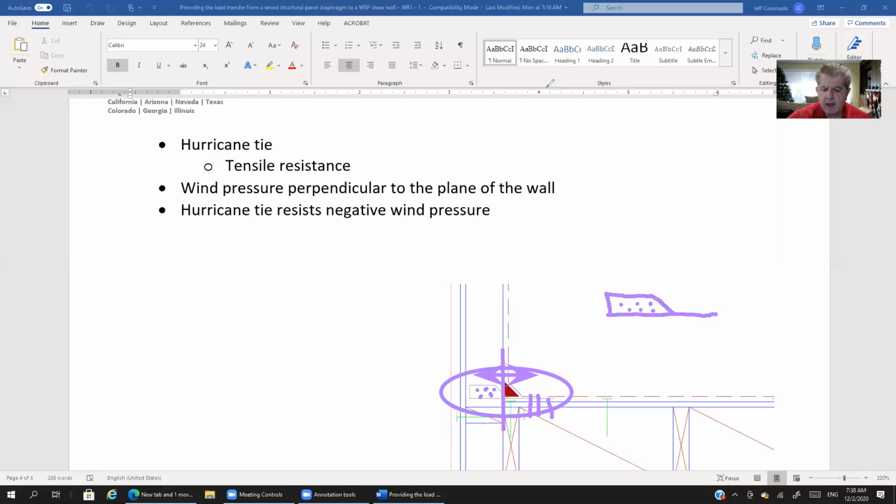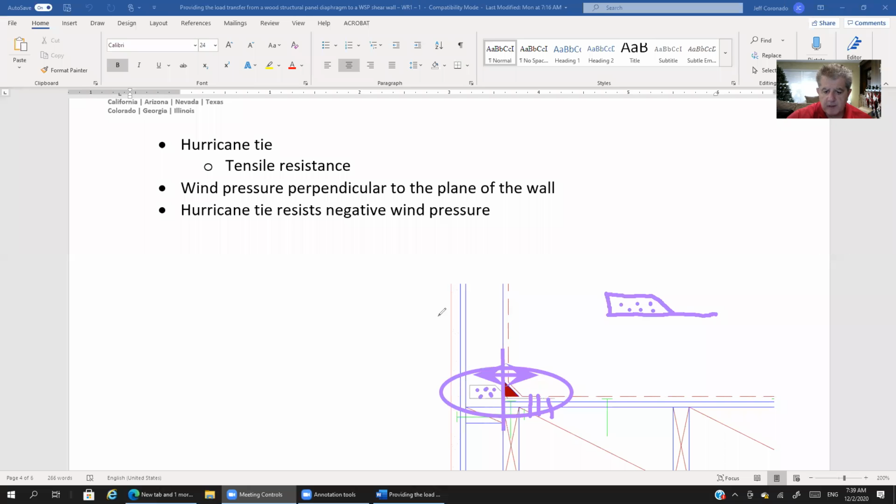All right. I don't know, that might be covered in another, probably is. It's covered in another tutorial in the WR1 sequence. If you don't see that, let me know if you need to take a look at that. All right, so the hurricane tie provides tensile resistance. Again, what we're focusing on is wind pressure perpendicular to the plane of the wall. And the hurricane tie resists the negative wind pressure.